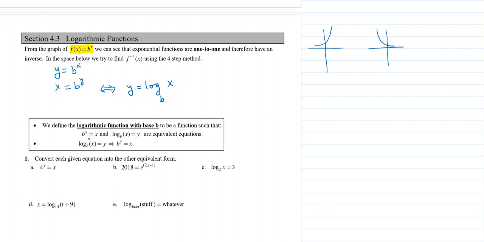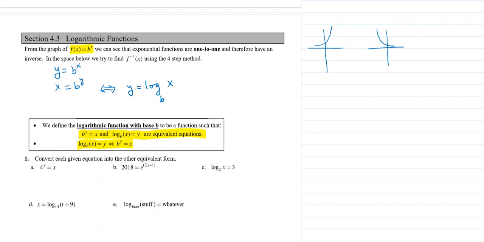We define the logarithmic function with base b to be a function such that b to the y equals x and log base b of x equal y are equivalent equations. They say the same things. They're just different ways of writing it. One of them has x on one side by itself. One of them has y on one side by itself. So you can go back and forth between these two ways of saying the same thing. One is called logarithmic form and one is called exponential form.